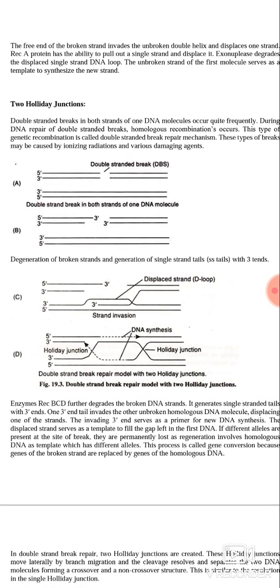In double strand break repair, two Holliday junctions are created. These Holliday junctions move laterally by branch migration and the cleavage resolves and separates the two DNA molecules, forming a crossover and a non-crossover structure. This is similar to the resolution in the single Holliday junction.